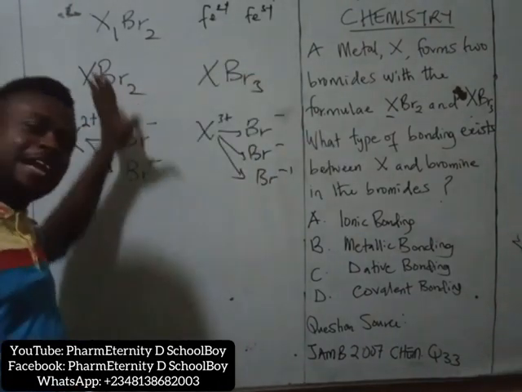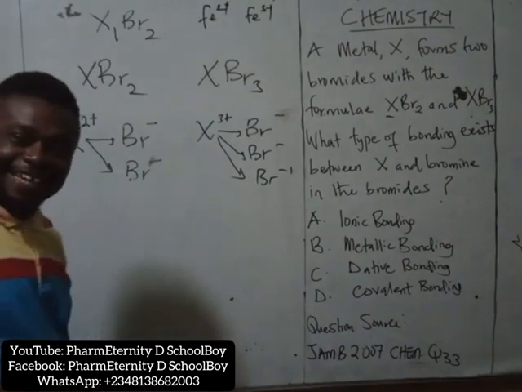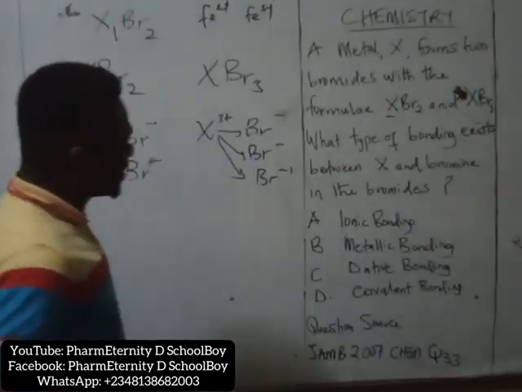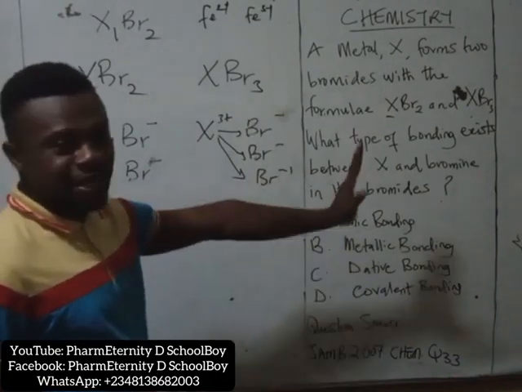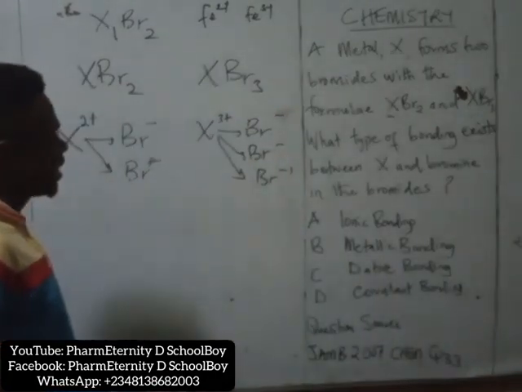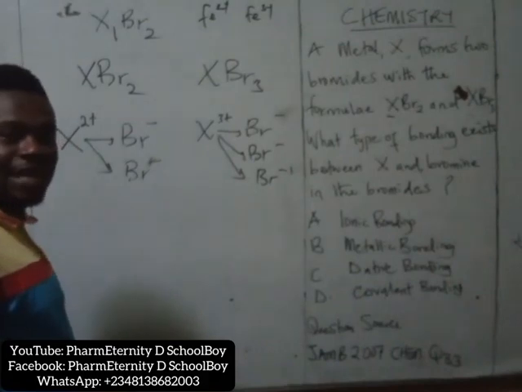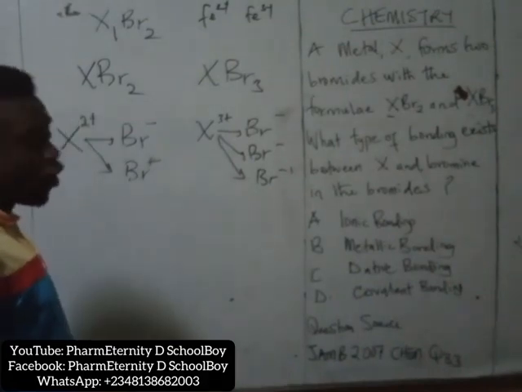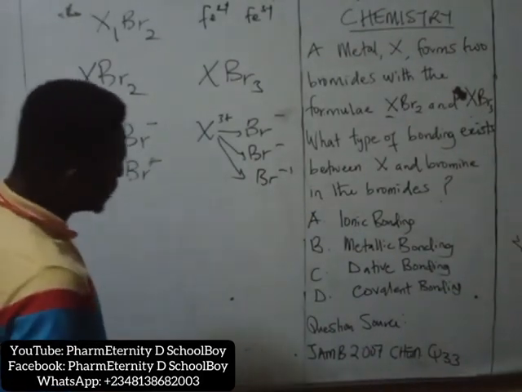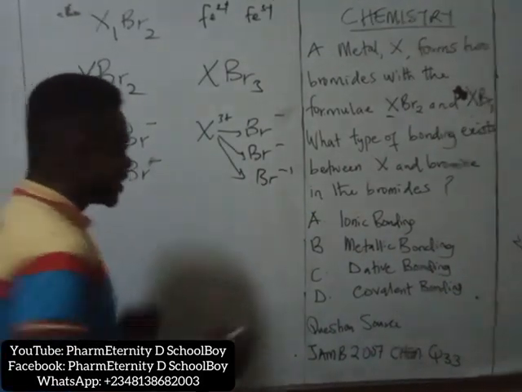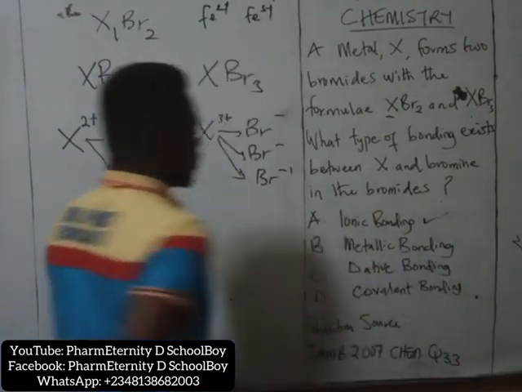So from this explanation, it's clear that what is between X and bromine is ionic bonding, or electrovalent bonding. So let's look at the options. Option A says ionic bonding, so I will tick this.